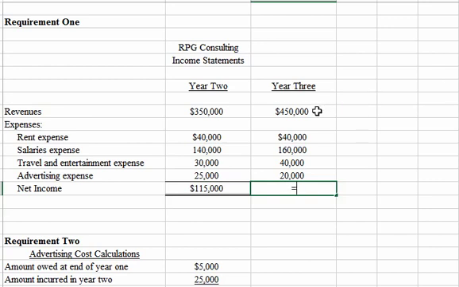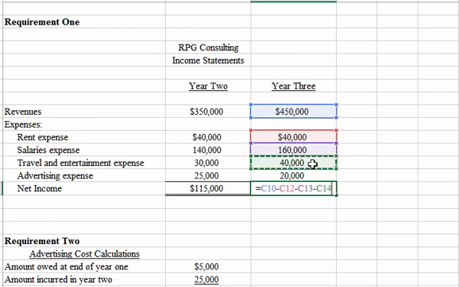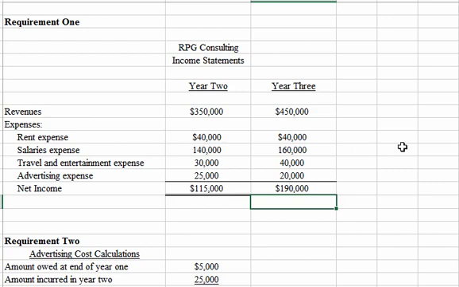Then in year 3, we've got revenues of $450,000 minus $40,000 for rent, minus $160,000 for salaries expense, minus $40,000 for travel and entertainment expense, and minus $20,000 for advertising expense. So our net income for year 3 was $190,000.